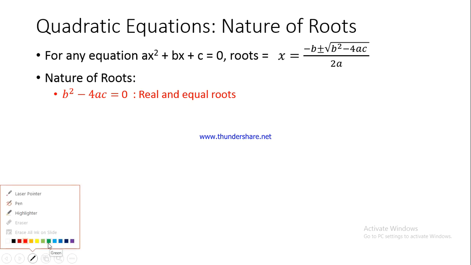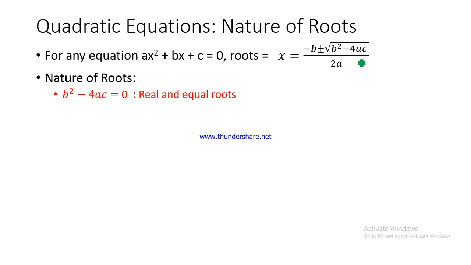If you look here, you will find that we are basically talking about the square root. So we are using this particular term to find out the nature of the roots, and we are saying if b square minus 4ac is equal to 0, the roots would be real and equal. Now what do we mean by this, and why does this happen?